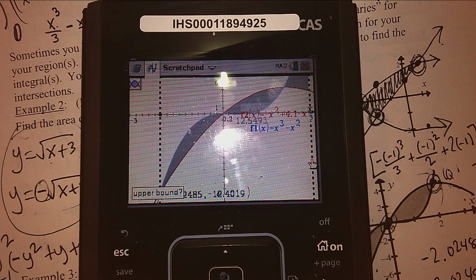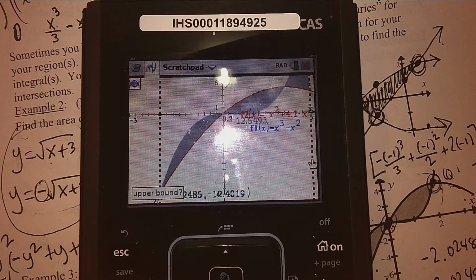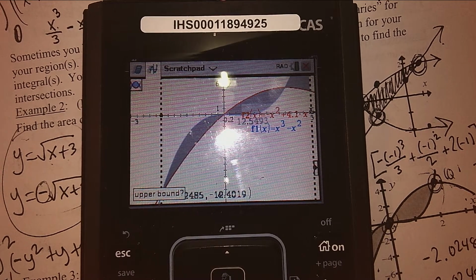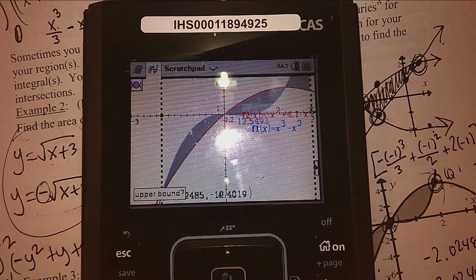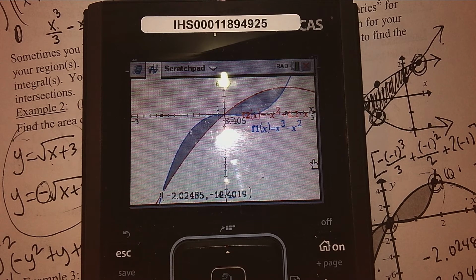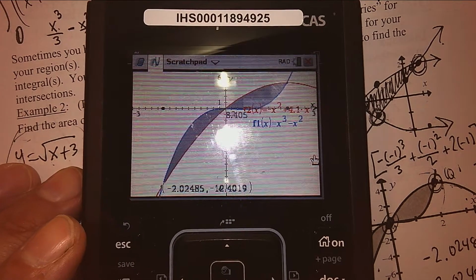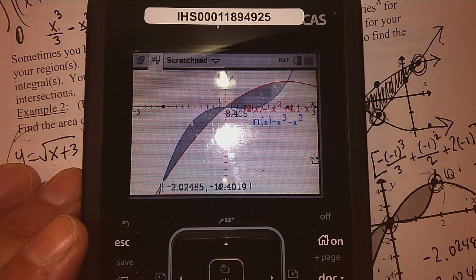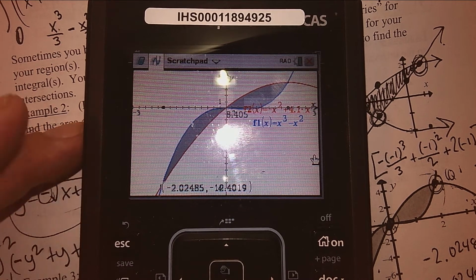And then it says upper bound, and I'm going to just type in what the upper bound is, 2.02485, enter. And now look at the picture. Can you see how it goes from bound to bound properly? The right areas are shaded. And most importantly, I need to know the answer.